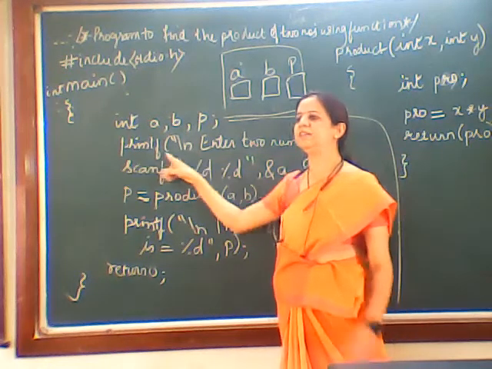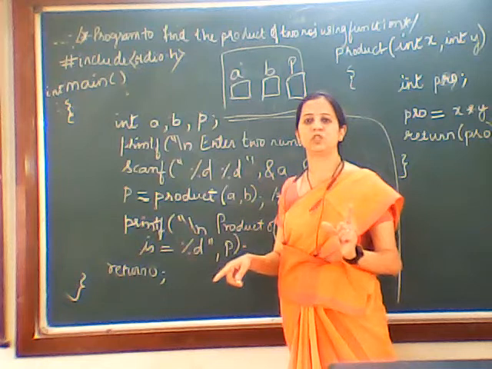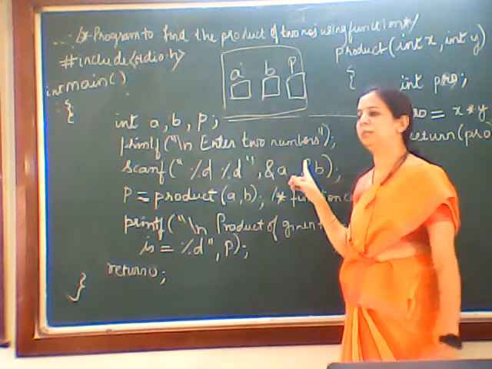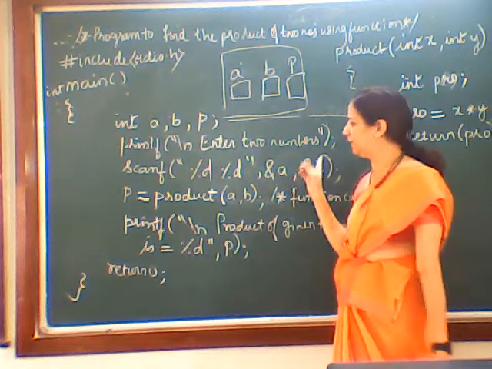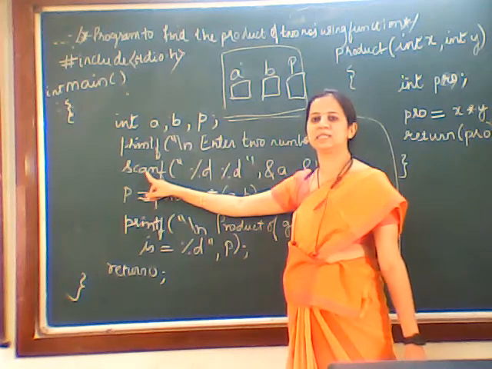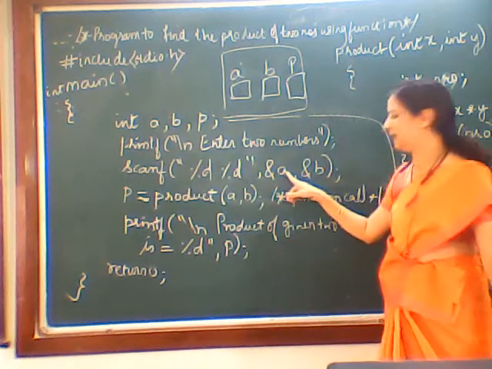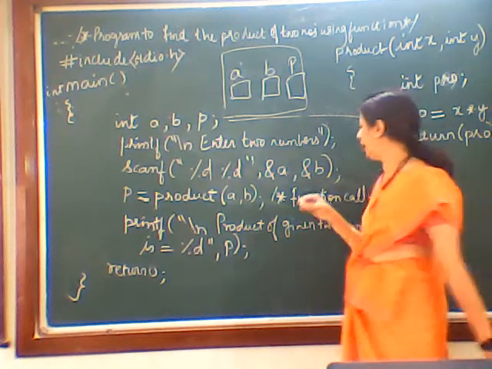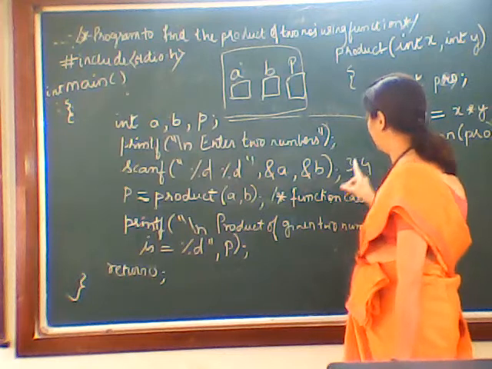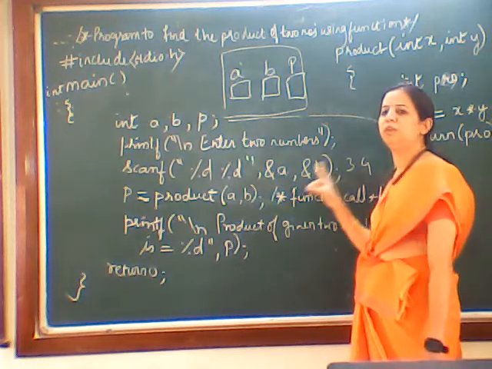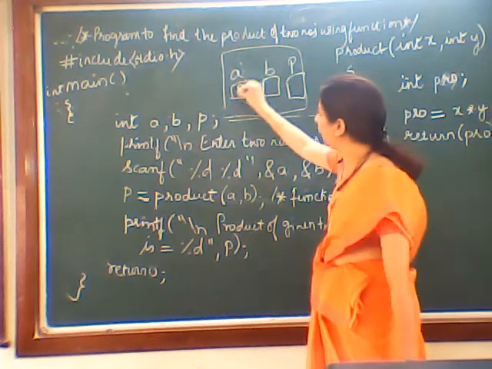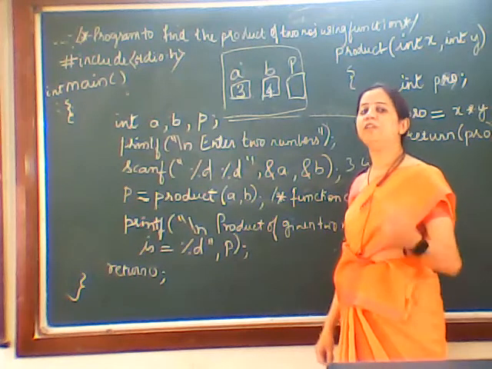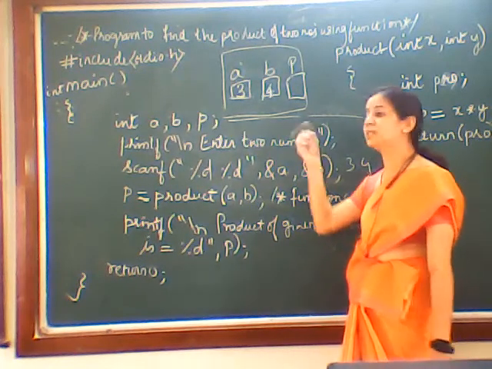Now using a printf statement, printf will display a message on the screen. So what is the message that you want to display? Enter two numbers. Whatever the user enters, you will read it using scanf. The first number will be assigned to A, the second number will be assigned to B. Suppose you enter the two numbers as 3 and 4. 3 will be stored in A, 4 will be stored in B. So value of A becomes 3, value of B becomes 4. Now we have to calculate its product using a function.